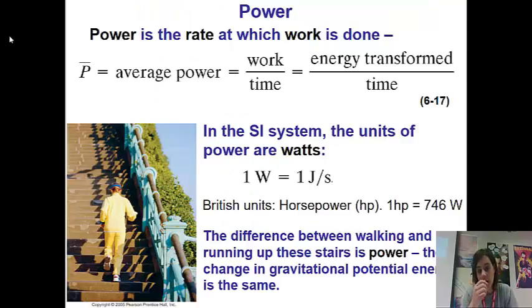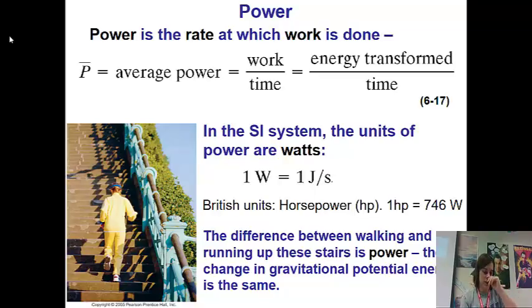Okay, power is the rate at which work is done. Okay, so here we have work over time for average power. If you want instantaneous, you're taking the derivative, dW/dt. Okay, the unit for power is a watt. It's a joule per second. Yes, the British unit is horsepower, and so you hear that all the time when you're talking about cars in America and all that sort of thing, but we're scientists, we're not going to use that.